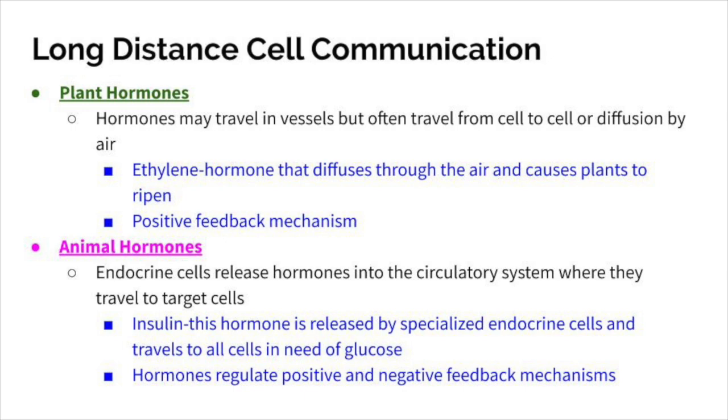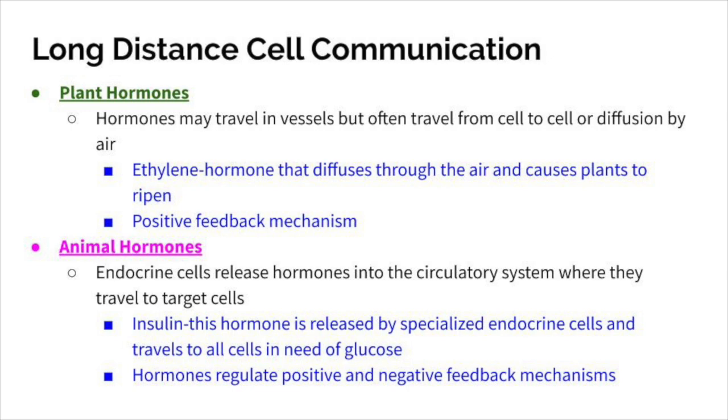This involves plant hormones and animal hormones. In plant hormones, hormones may travel in vessels, but often travel from cell to cell or by diffusion in the air. An example of this would be ethylene, which ripens plants. And this is considered a positive feedback mechanism because in the presence of more ethylene, ethylene is produced. So it's that cycle of continuously producing ethylene.